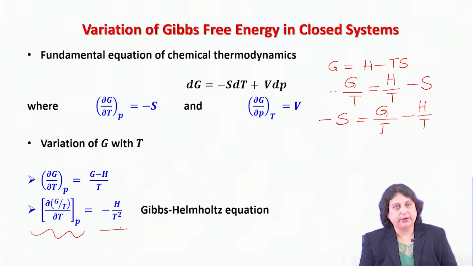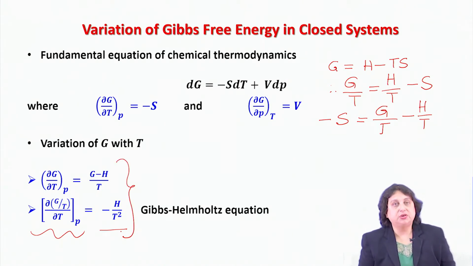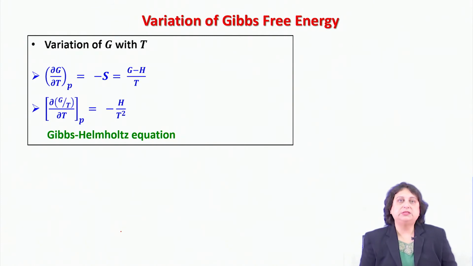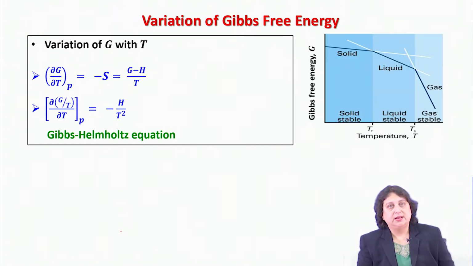H by T squared. And therefore, these equations which express the variation of G or some other function of G, like G by T, are known as the Gibbs-Helmholtz equation. Now, with these Gibbs-Helmholtz equations, what is it that I can find out very easily? The application is extremely important.